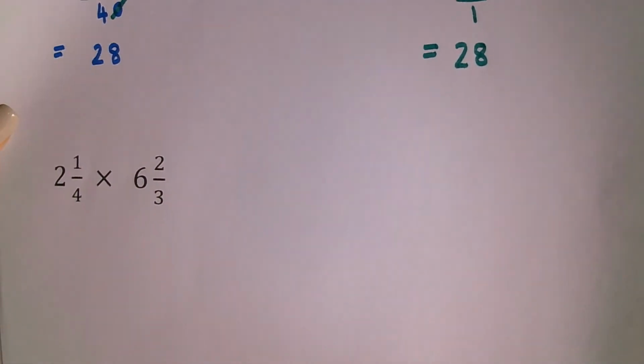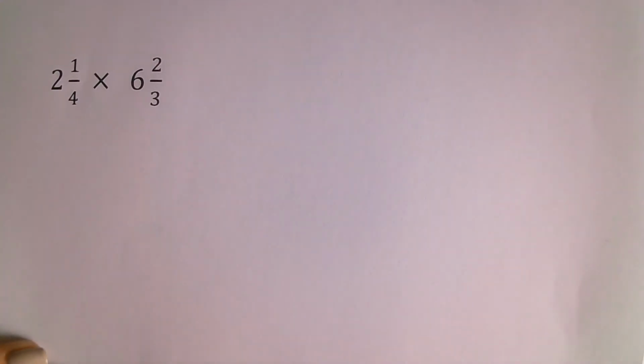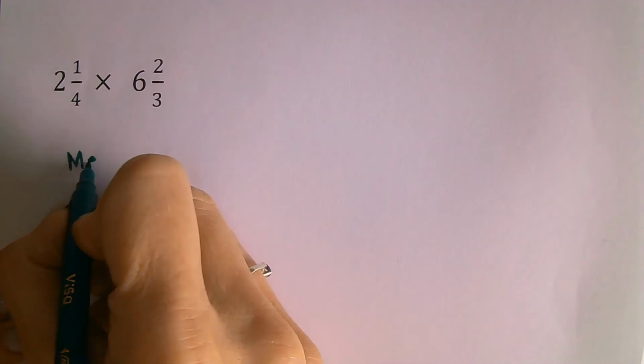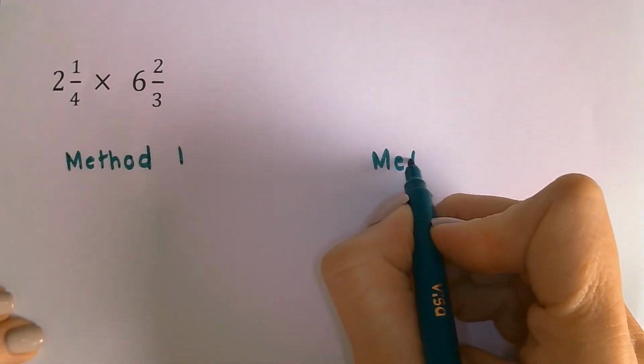Okay, so let's just do B quickly. And we're going to do exactly the same thing. I will do both methods again, and then you can get a feel for which one works for you. So we're going to do method 1, and we'll do method 2.